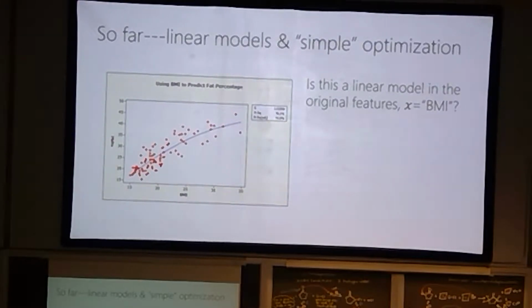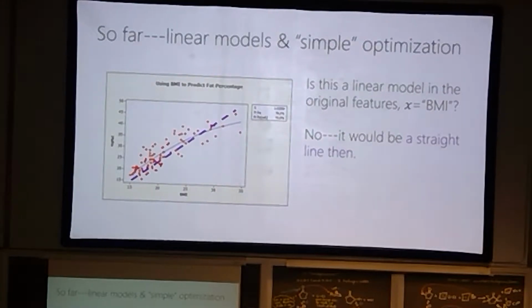Who is sure that it's not? Okay, good, right. So if it were a linear model with original features, it would be a line, and it'd be a straight line. Okay, so far this looks pretty easy.